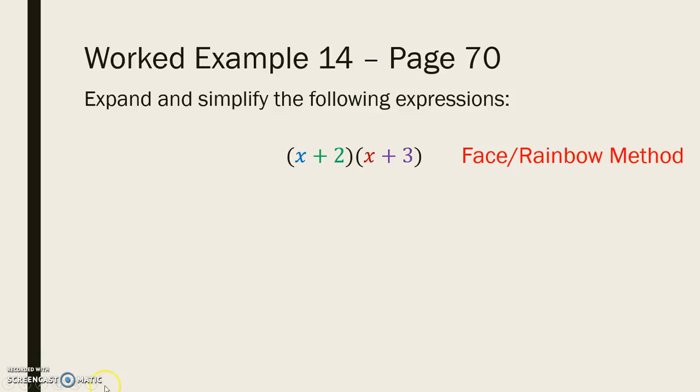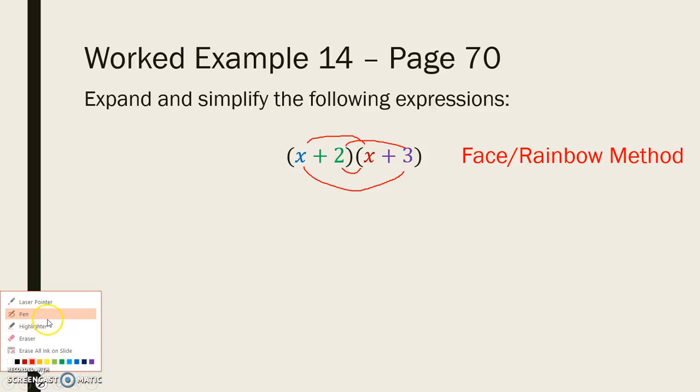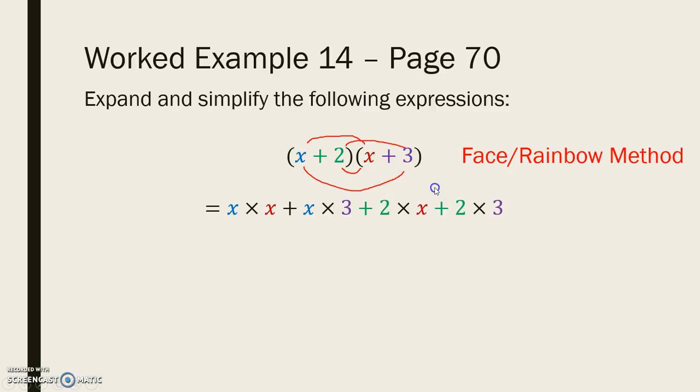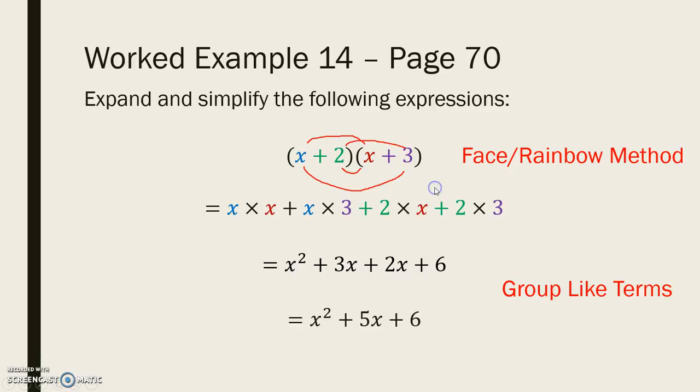So let's look at the rainbow method. In this case, we have a nose, mouth, and then the two eyebrows. Okay, but the same process. The x times the x, the x times the 3, then the 2 times the x, and then the 2 times the 3. So it's the same process, just using a different diagram to help remember what the steps are. Like I said, I just like to remember that it's this x times each of these things, and then this 2 times each of these things. We get exactly the same answer.